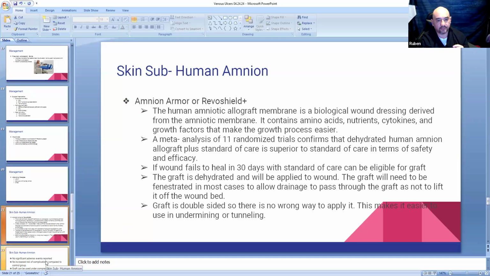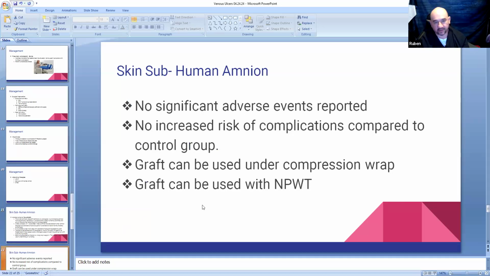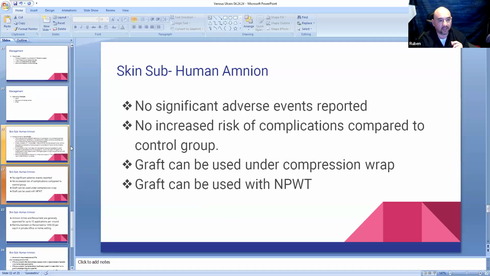Let me get into some other things specific to the amnion. There haven't been any significant adverse events reported. There's no increased risk of complications compared to control group in other studies. And the graft can be used under compression wrap, so those devices I mentioned. And the graft can be used in conjunction with negative pressure wound therapy. There might be little caveats with that. Maybe dialing down the pressure, putting a non-adherent dressing in between. So we can do a case-by-case conversation about that if y'all have any questions about that specifically. But just know that you can do it. It's just how you do it is what we can walk through.